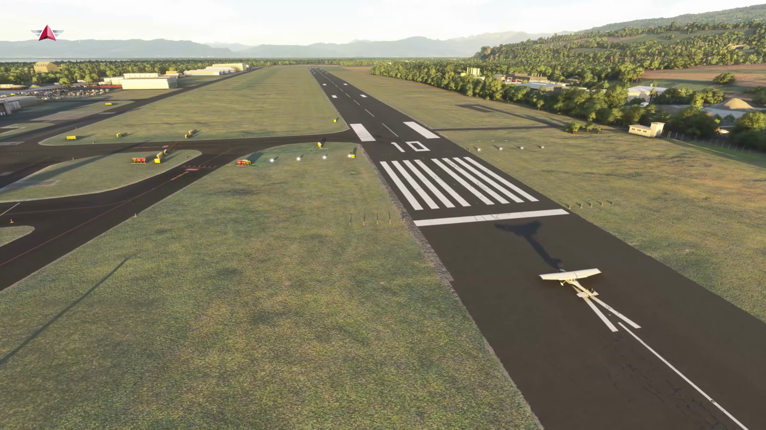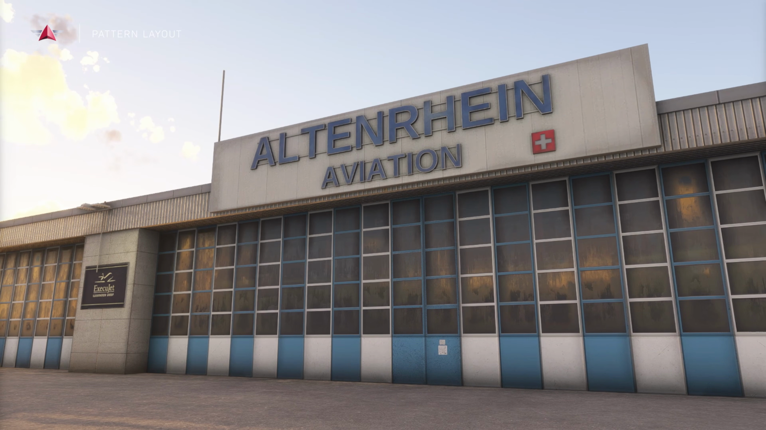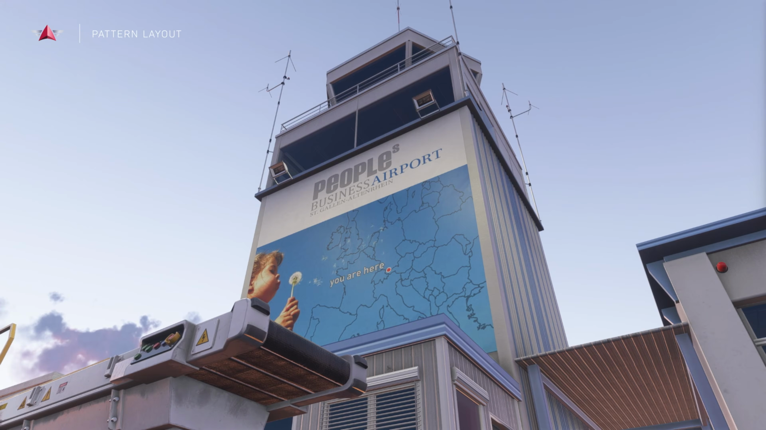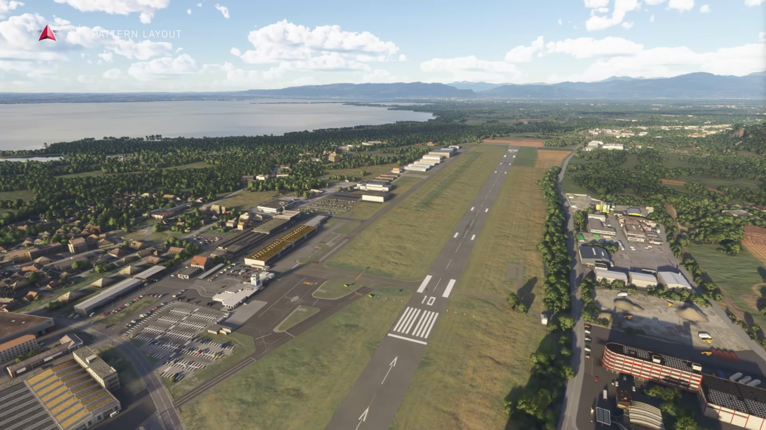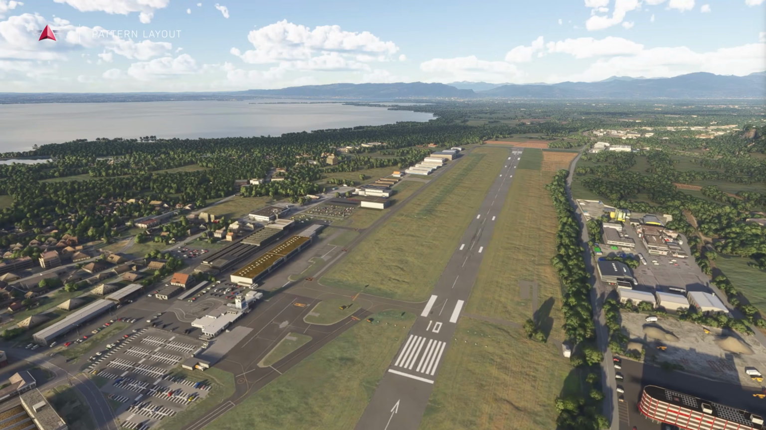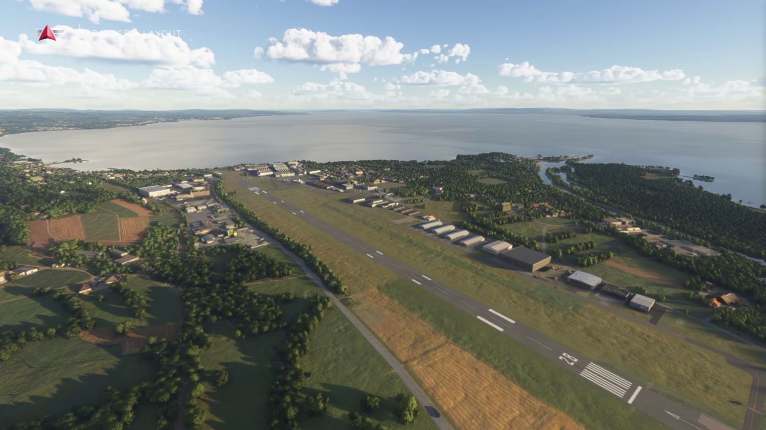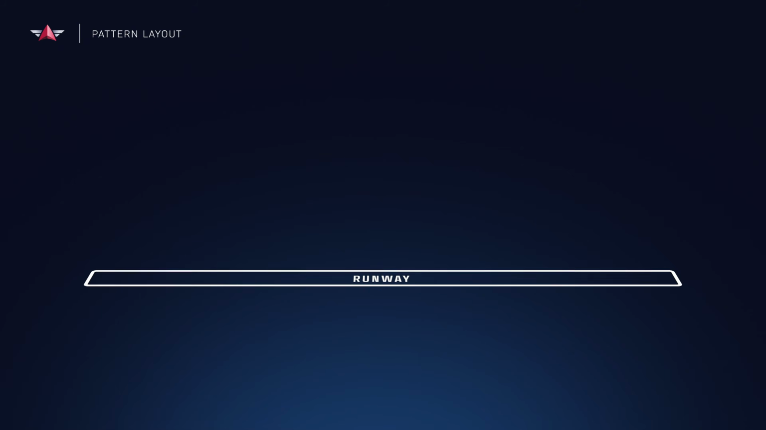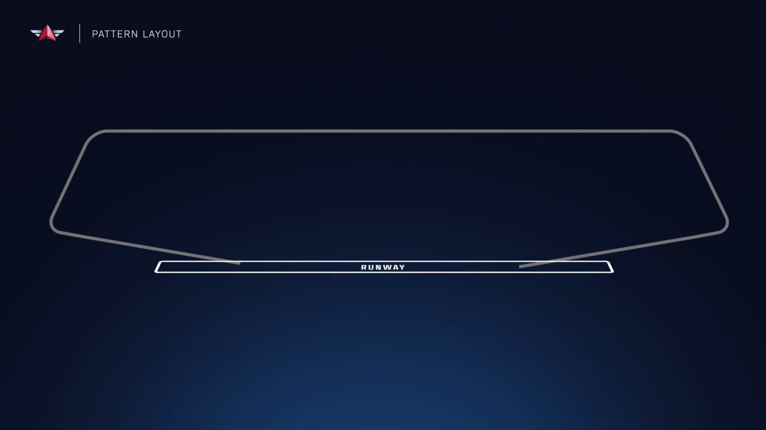And today we are going to use runway 10 at St. Gallen Altenrhein Airport, located in northern Switzerland. And runway 10 indicates that the runway direction is almost due east. Since the wind is coming from the east, runway 10 will be perfect for takeoff and landings today. Let us zoom out and consider the layout of the traffic pattern around runway 10.